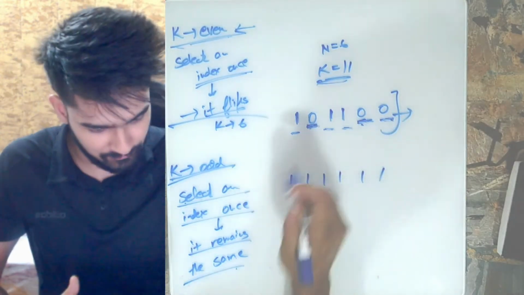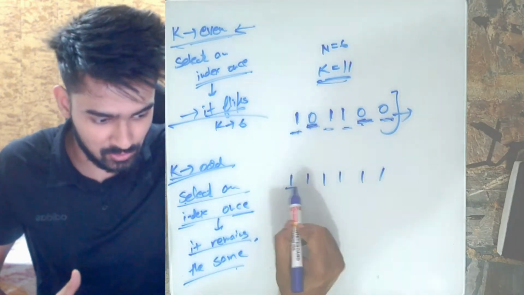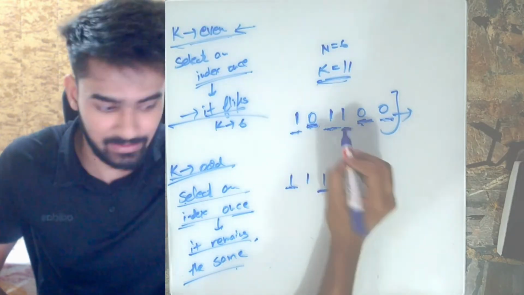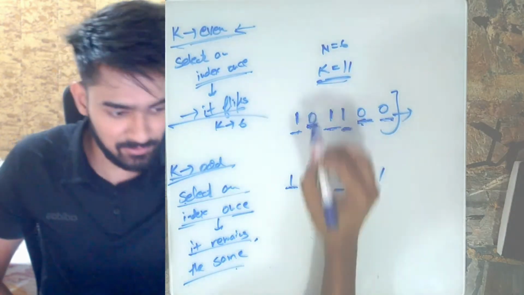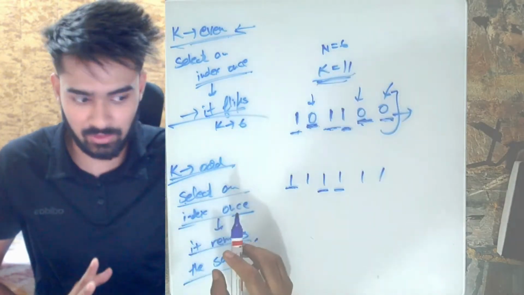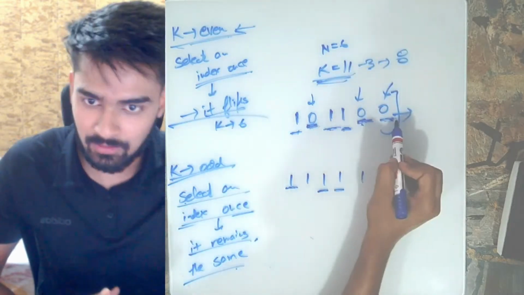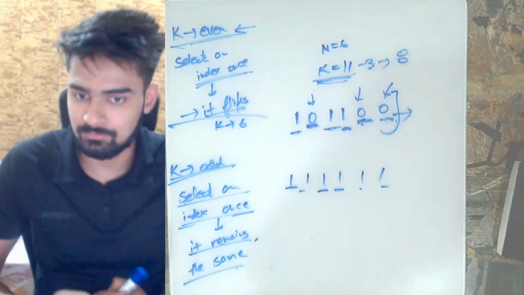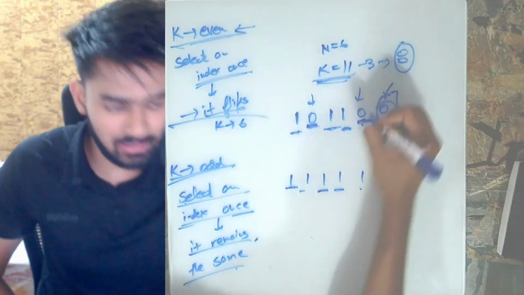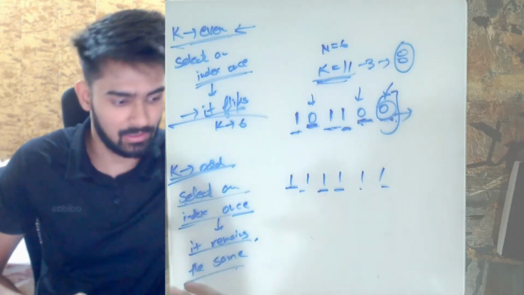If we select an index once, it remains the same. So we selected this once, so that this remains the same. We selected this index once, so that it remains the same. We selected this index once, so that it remains the same. Rest of the indexes, we didn't do anything. And we assume that after the remaining 8 operations, these will be flipped and they will become 1 1 1. Now, whatever operations you are left with, do all the operations on the last index. That is what you have to do.